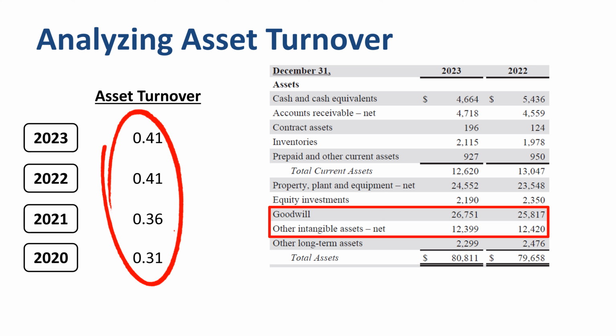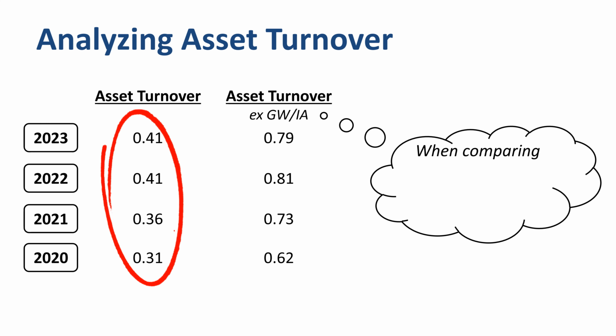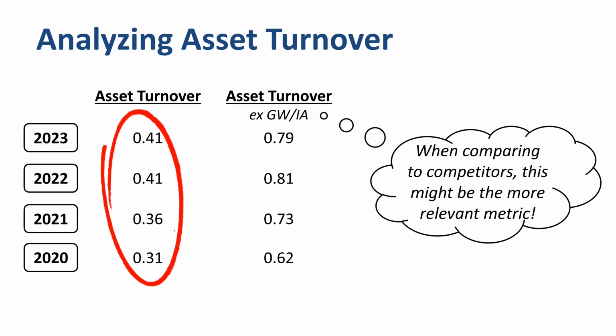What if we calculate total assets excluding goodwill and other intangible assets, and then use those numbers to calculate asset turnover? Making that adjustment pretty much doubles the asset turnover in each of the years and is more representative of the operational performance of the company. When comparing to competitors, asset turnover, excluding goodwill and other intangible assets, might be the more relevant metric, as this provides a level playing field between companies that did versus those that did not grow through mergers and acquisitions.